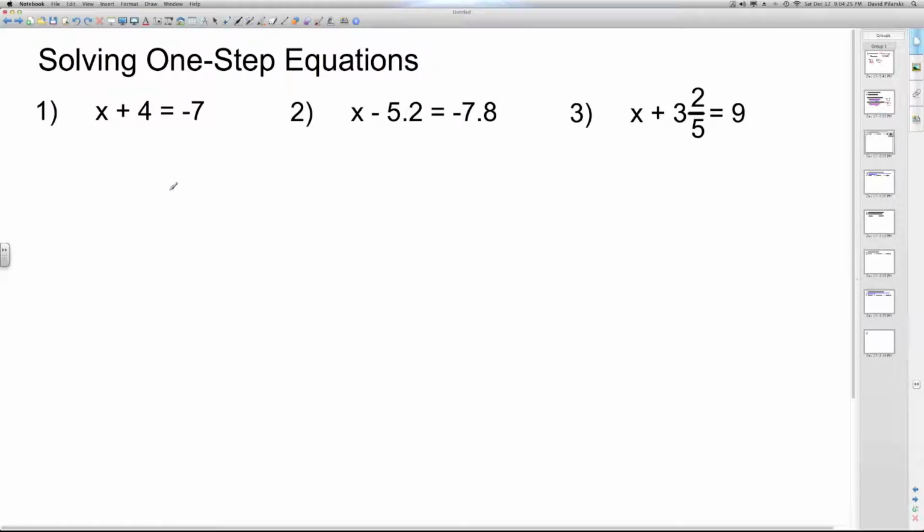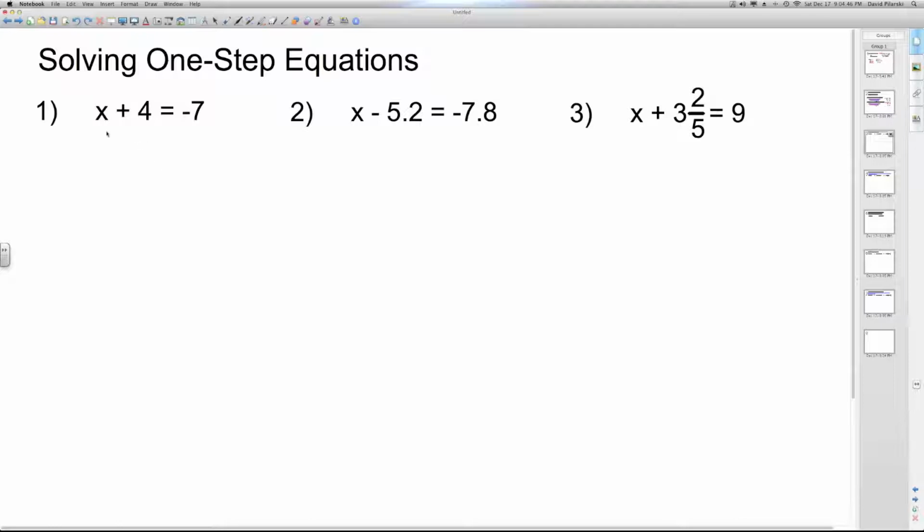Solving one-step equations. What I'm going to do is take the next few minutes to solve these three equations. When I'm done doing that, you'll have an opportunity to solve three problems similar to these problems to see if you understood the concepts. You'll see where the interactive part of the video comes in very soon. Let me model how to do these problems.